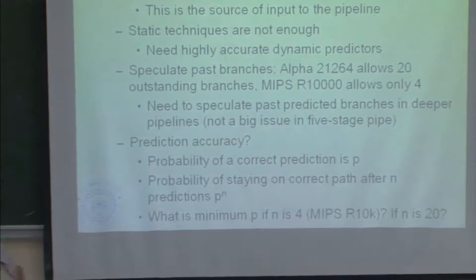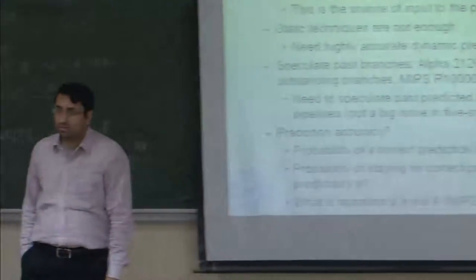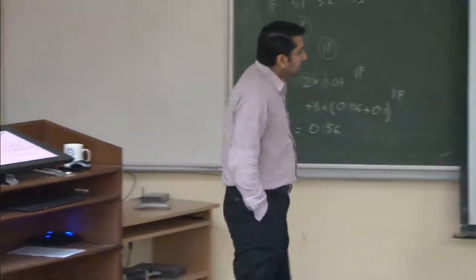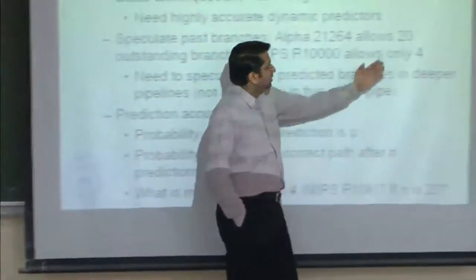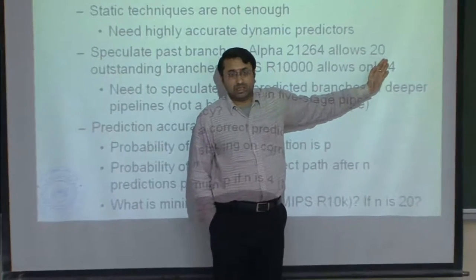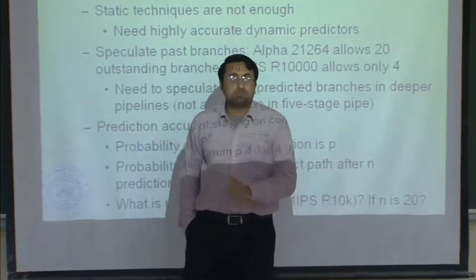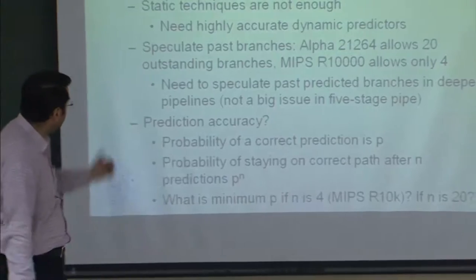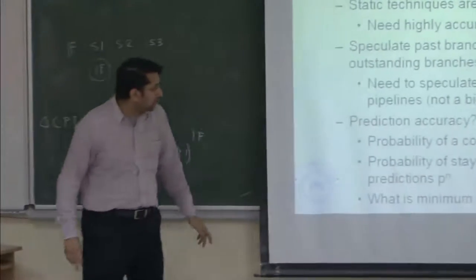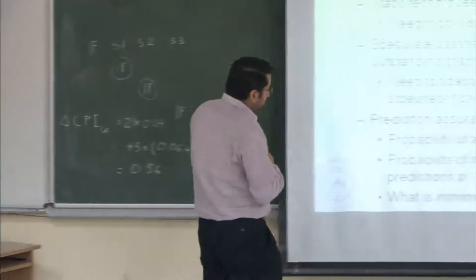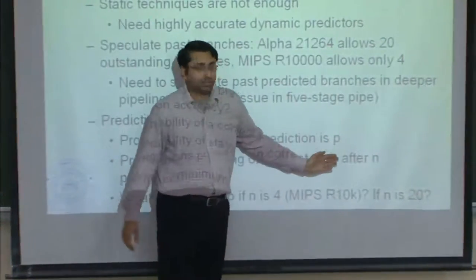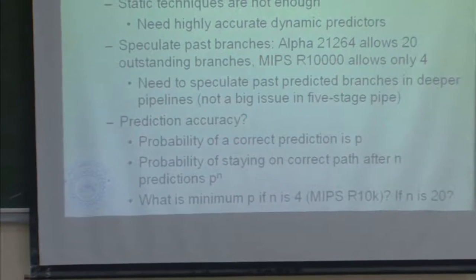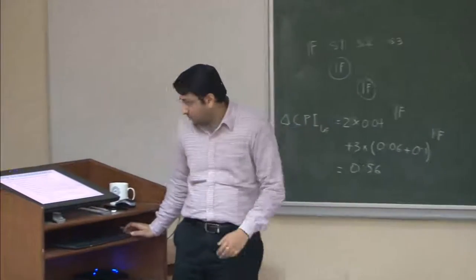If you have p to the power of 4, p comes to about 0.85, which is probably achievable. So this number is very important. You cannot just increase this number arbitrarily. That will harm your chance of being on the right path. Very soon, what will happen is that you'll be on the wrong path for sure, unless you have a highly accurate predictor. So keep this in mind. So essentially, what we're going to do is design predictors. The goal is to make P as high as possible. Is this analysis clear to everybody?